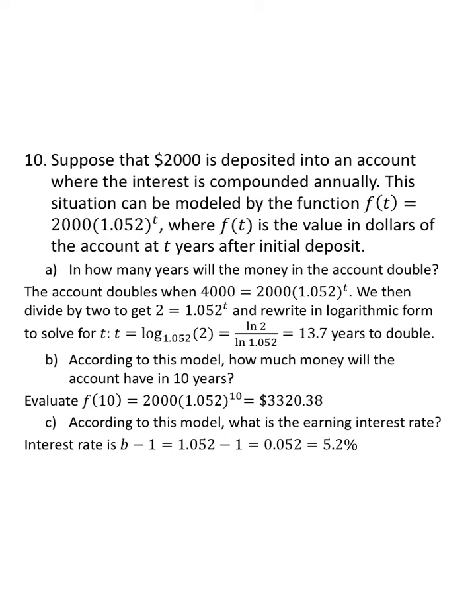According to this model, what is the earning interest rate? That's interest rate. That's the amount your money's growing by. So the growth rate, still base minus 1, because you keep 100% of your money, and then you add to it. 1.052 minus 1 gives me 0.052, and in percentage form, that's 5.2% interest.